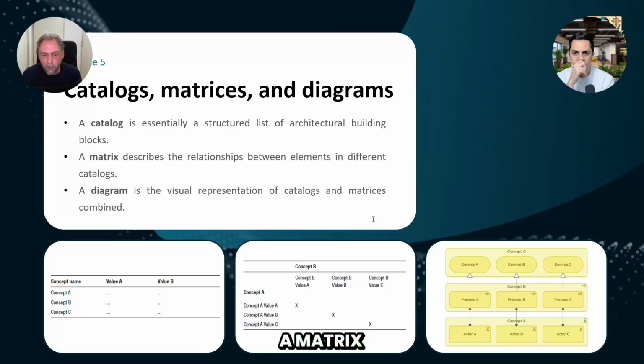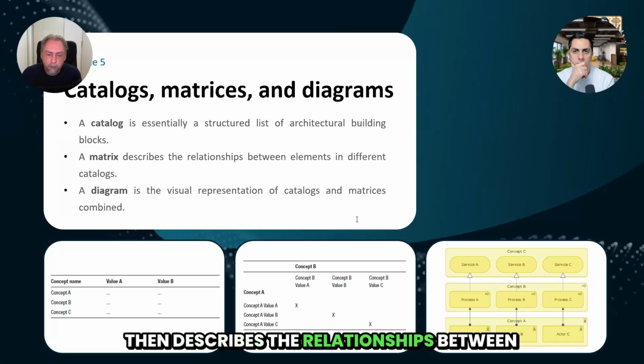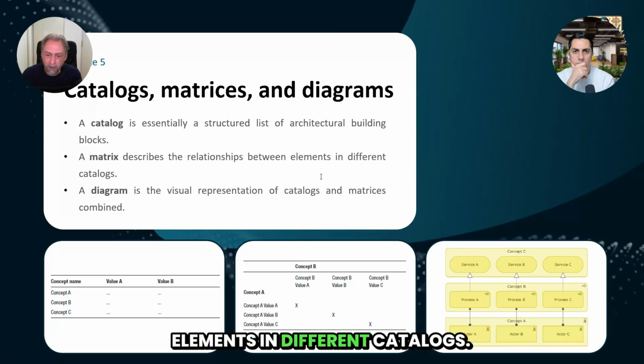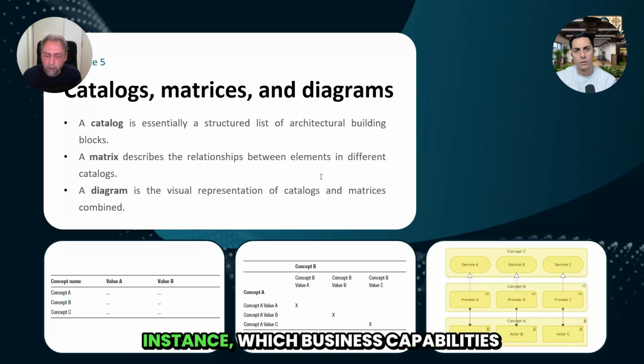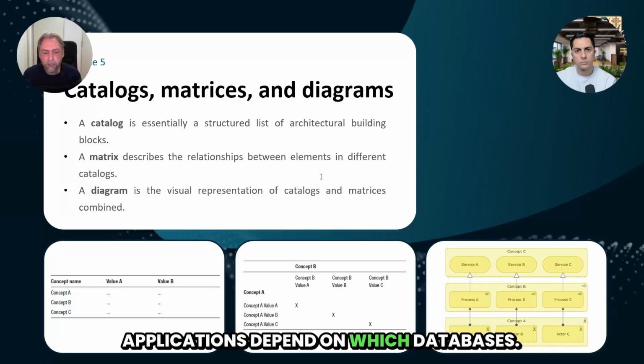A matrix then describes the relationships between elements in different catalogs. So it is a kind of table that shows, for instance, which business capabilities automate which applications, or which applications depend on which databases.